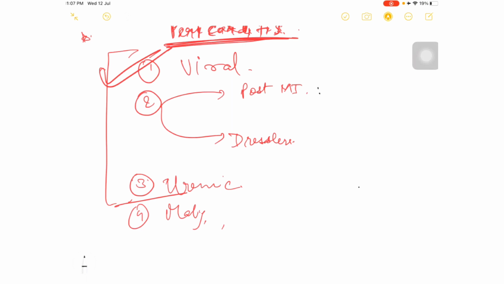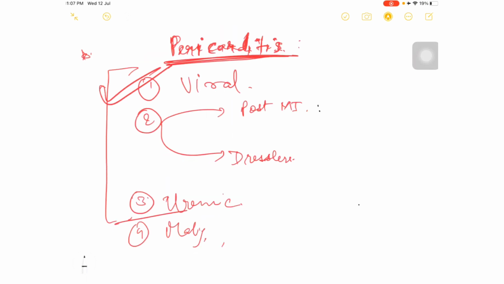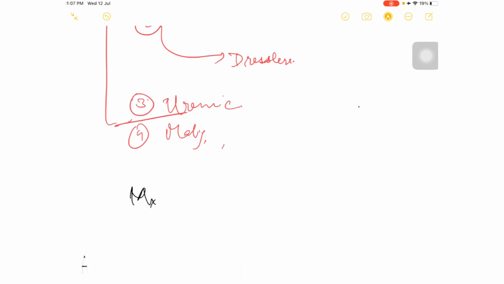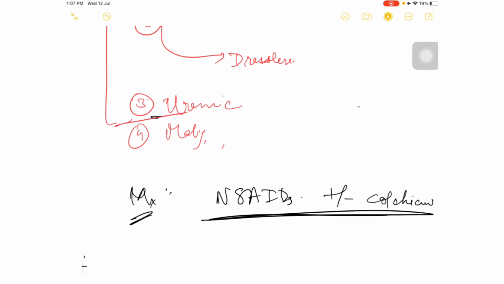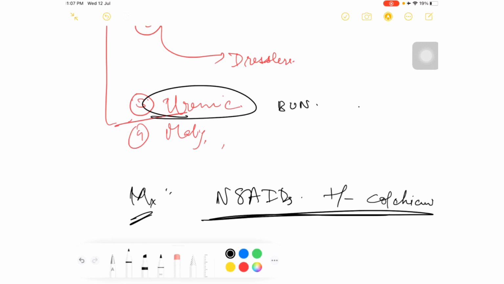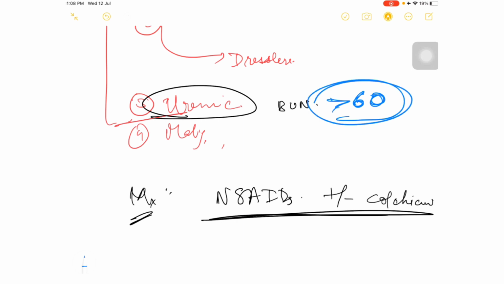Again, before that, what is the common management of pericarditis for all? NSAIDs. Very good. NSAIDs with or without colchicine. If it is uremic, what is the BUN level to qualify for uremic? Is it more than 50, 60? Okay, 60. This is high yield. Don't forget this. BUN more than 60 with chest pain, then think of uremic as the cause.